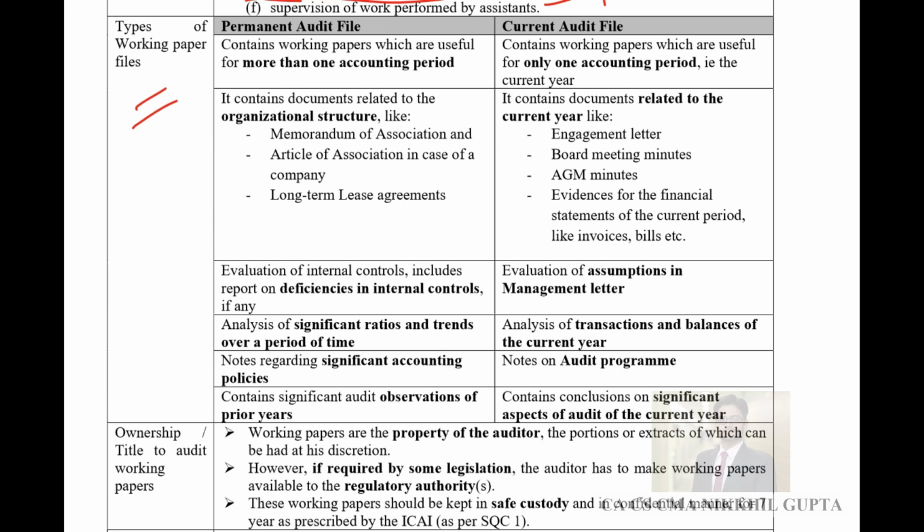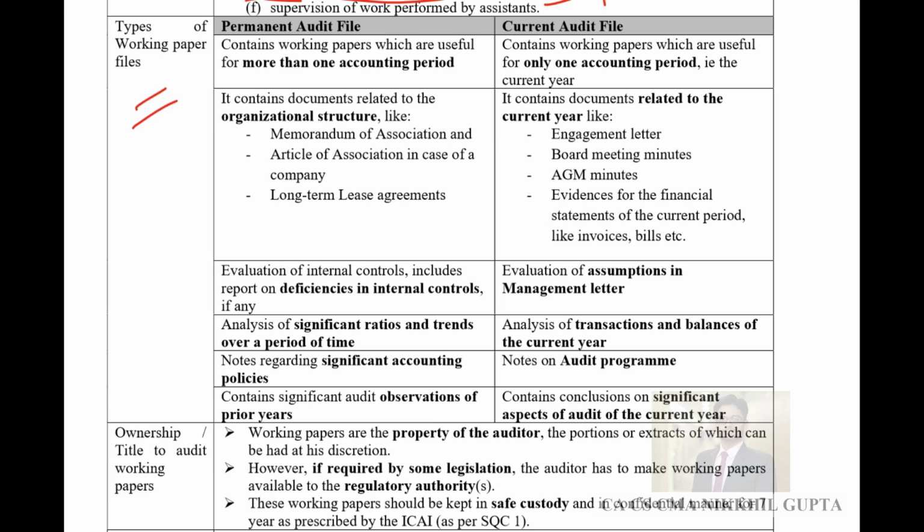These things are required by the auditor every year because he might refer to them for knowing the object clause, or the activity clause, or the profit sharing clause, or the rights clause. He would require these documents every year for all the 3 years. So these documents will be placed in a file called permanent audit file, and this audit file will be used by the auditor for all the 3 years.